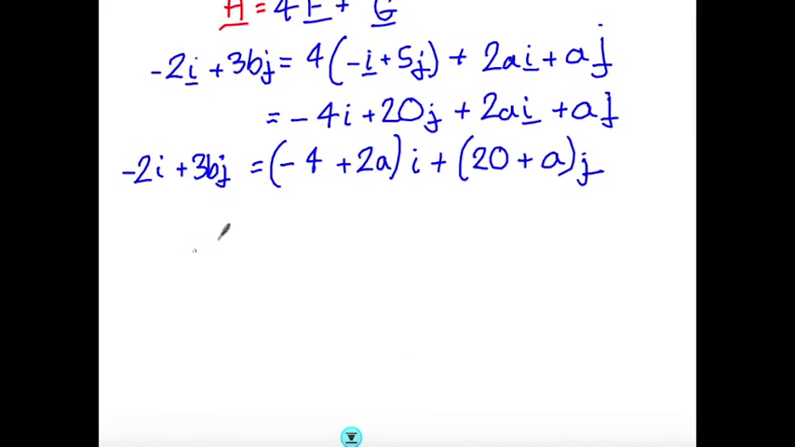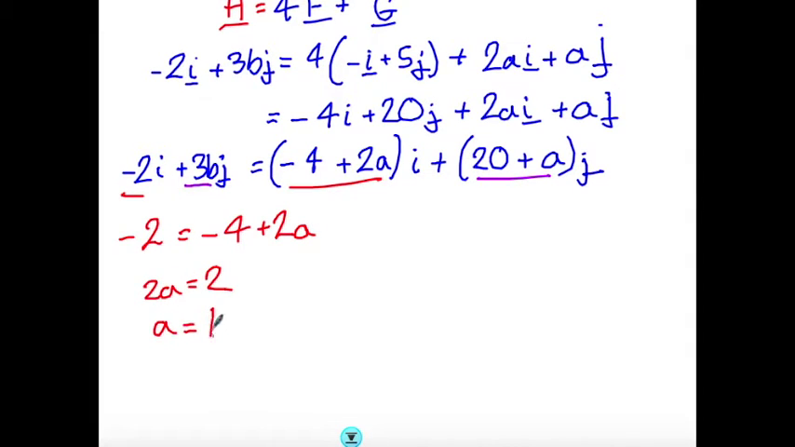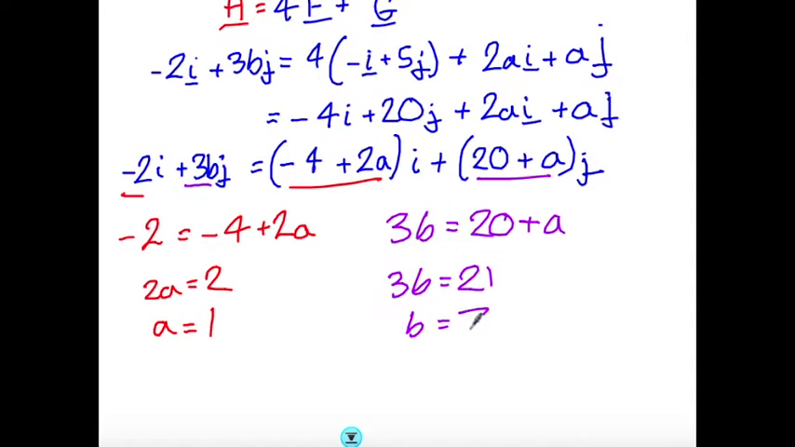Right, so if we use simultaneous equations, we know this has to equal this, and this has to equal this. So if we pick that first one, that looks pretty solvable. So minus 2 equals minus 4 plus 2a. So 2a will equal 2, so a equals 1. Then using that, 3b equals 20 plus a. We already know a is 1, so we can say 3b equals 21, so b equals 7.